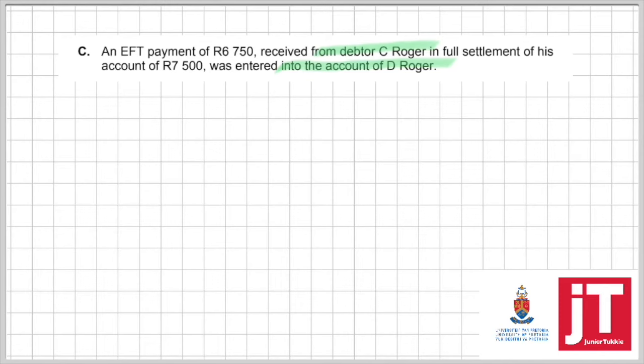If I make a mistake with the individual, we're going to have to plus and minus the individual's account. So if we plus and minus, it will have no effect on the control account. So we're only going to correct this in the individual's account.